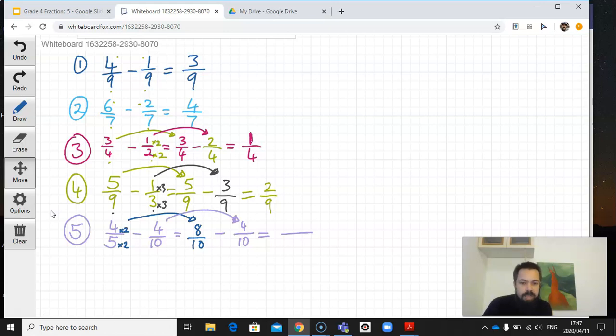Now that I have the same denominators, I can do my subtraction. So 10 at the bottom, 8 minus 4 is 4.